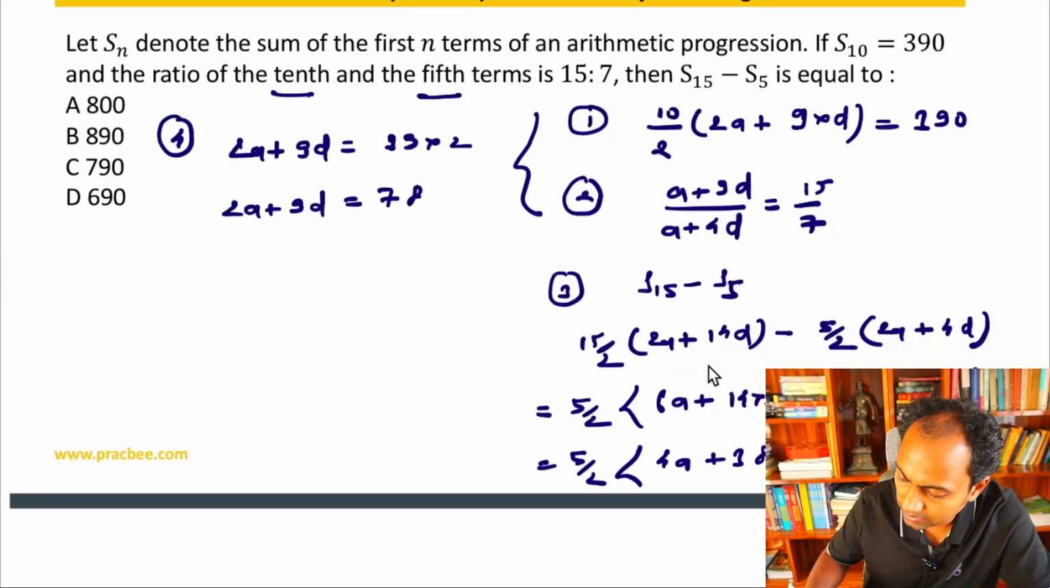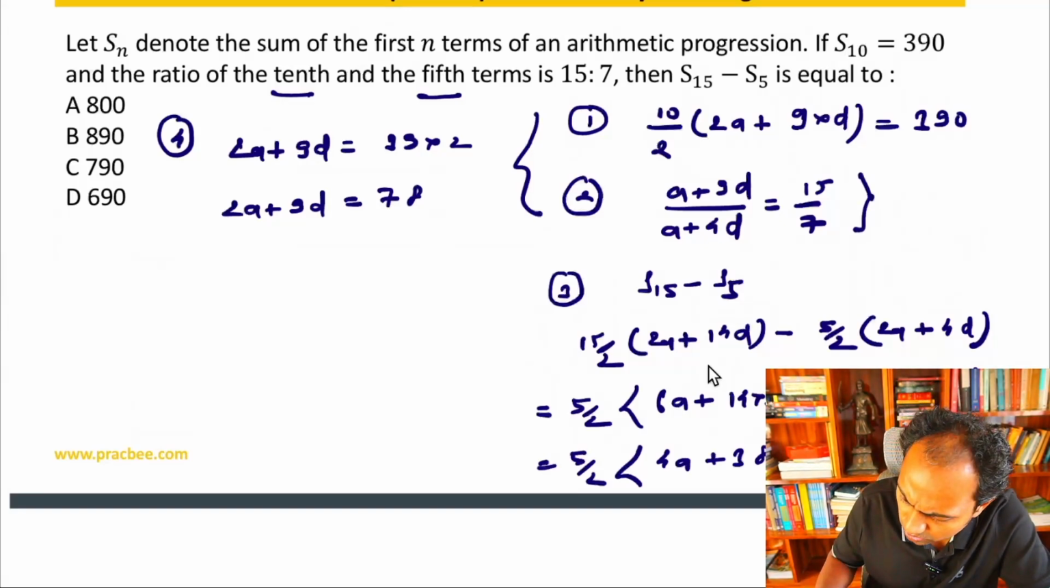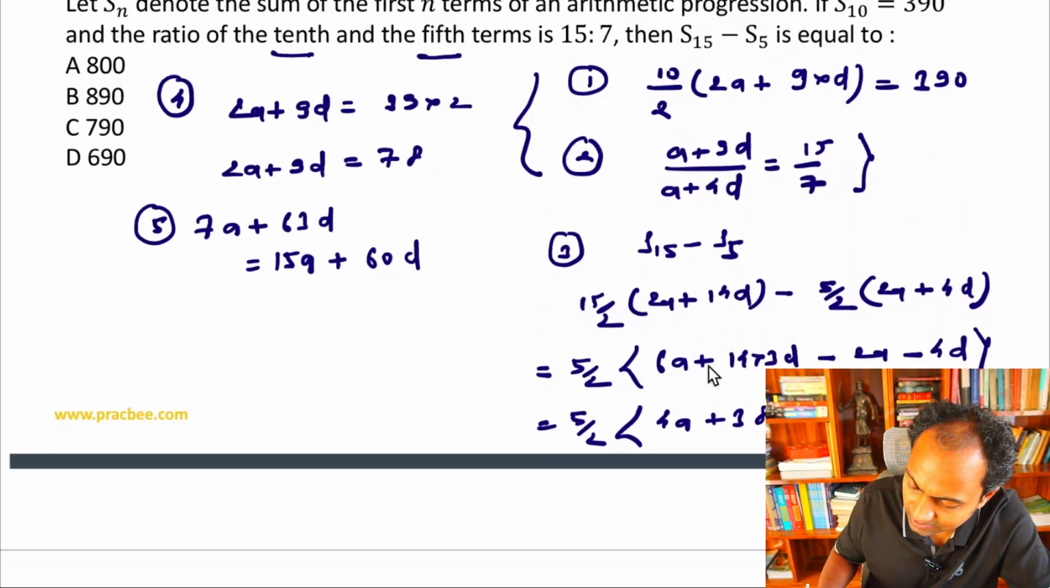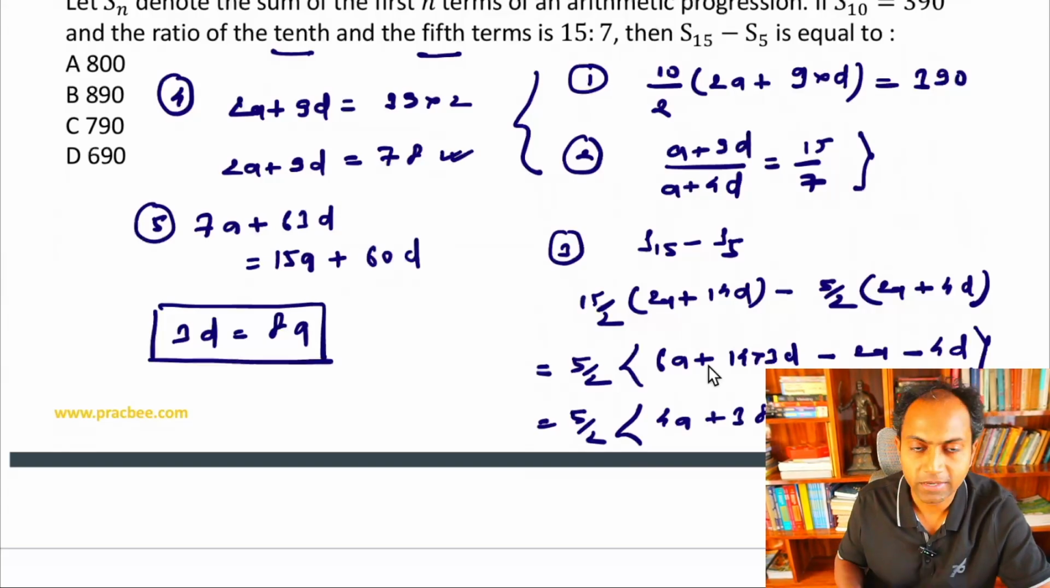Another one we can get by cross multiplying in the second part. If I do so, what I get is 7A plus 9 into 7, which is 63D. On the right hand side it will be 15A plus 60D. We can easily simplify it down. If I take D to the left hand side, this becomes 3D, and if I take 7A to the right hand side, it becomes 8A. So we have got a relationship between A and D. Correspondingly, you also have a relationship between A and D in the first part.